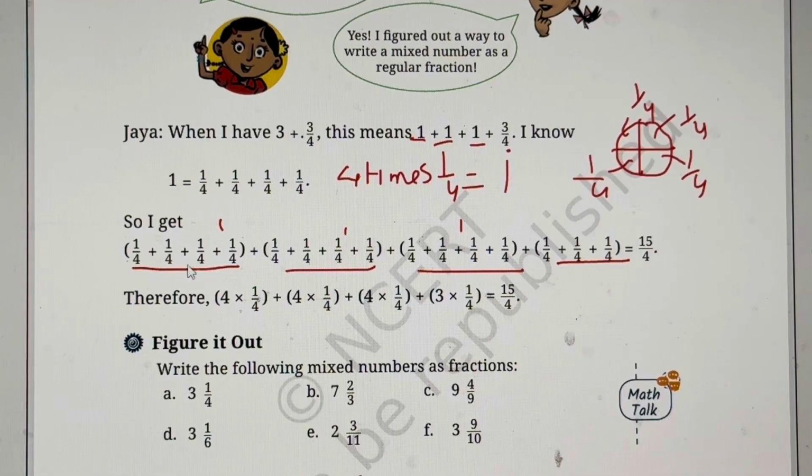So how many times 1 upon 4 do we have now? This is 4 times, plus 4, plus 4. So 12 plus 3. So 15 times 1 upon 4 we are getting. Right? So this is how we have written it the other way around.